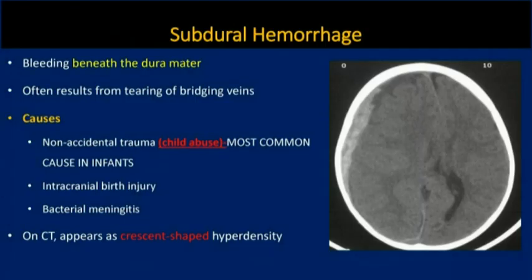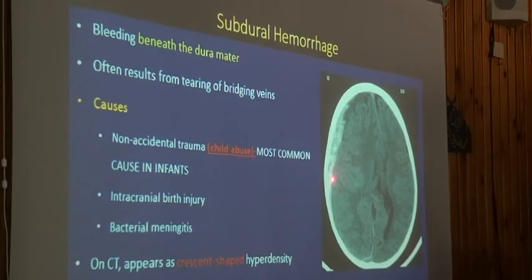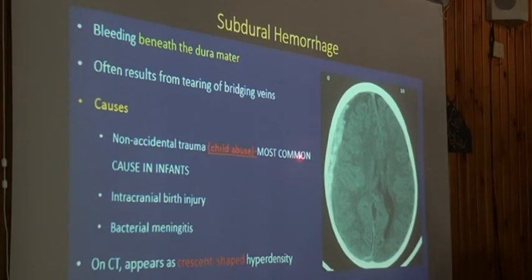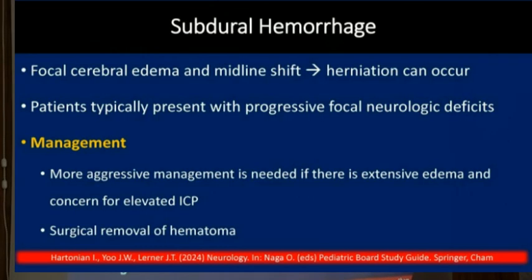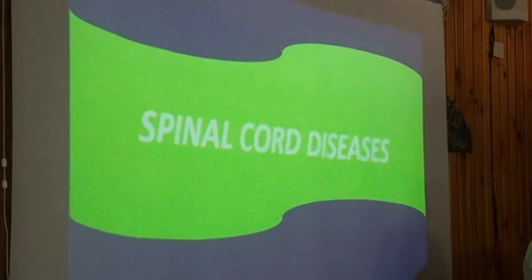The other one is subdural hemorrhage, which will give you a different shape, looks like a crescent or the hilal, okay? And it's common with non-accidental trauma, or child abuse. In both cases you need to consult a neurosurgeon immediately.